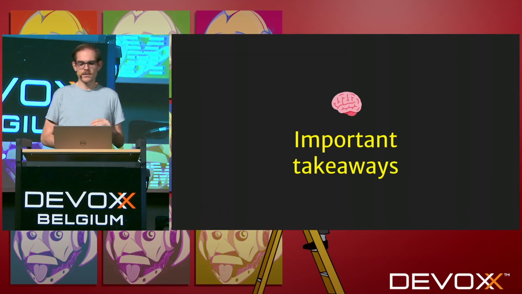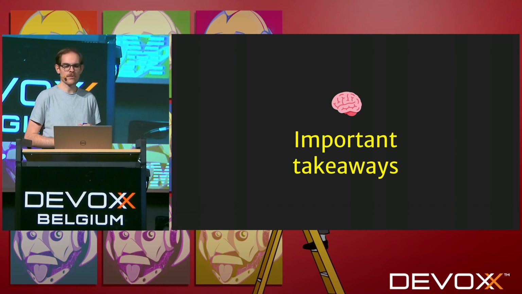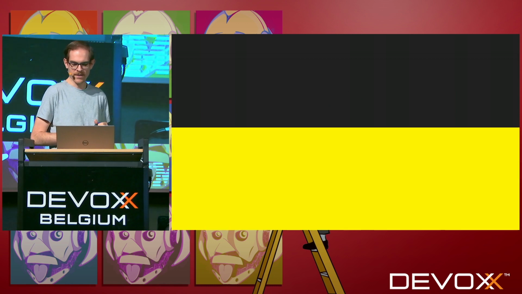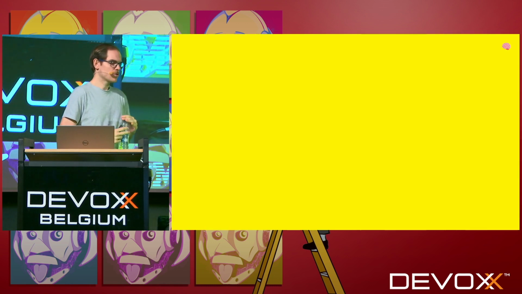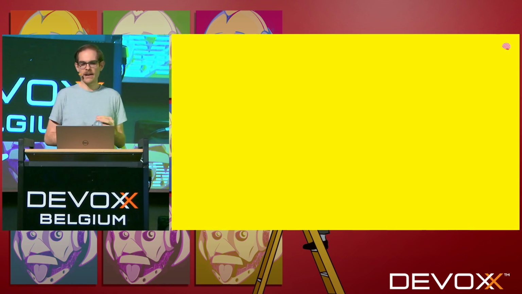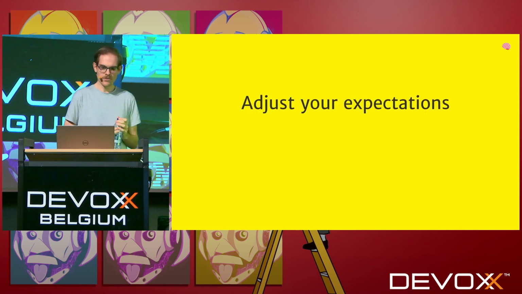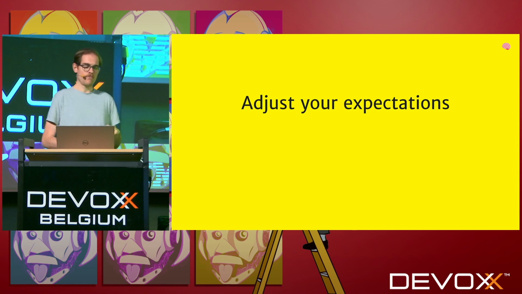Okay, so that was quite a lot. So before we finish, let's do a quick recap of the main points of the talk so you can remember at least something from all this. So first, the most important thing for me, if you have to remember just one thing from this talk, is that you need to adjust your expectations when working with classes in JavaScript.